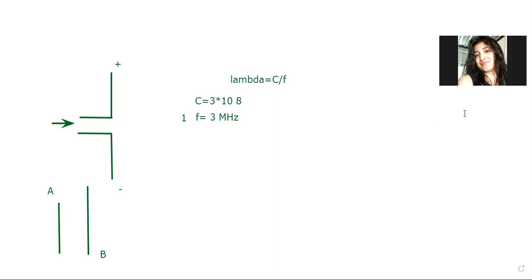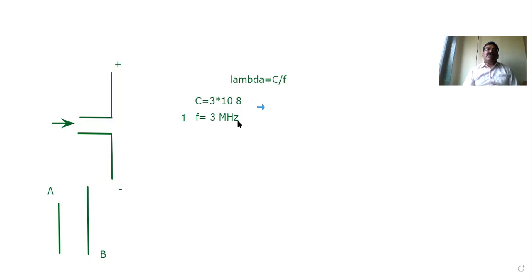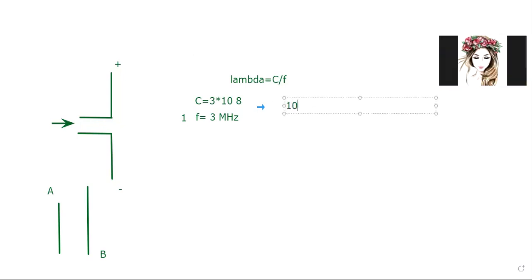So in the first example, I'll take the frequency equals to 3 megahertz. Now what will be my lambda? So my lambda becomes 3 into 10 to the power 8 divided by 3 into 10 to the power 6. So it becomes 100. Okay, so my lambda equals 100. Unit?